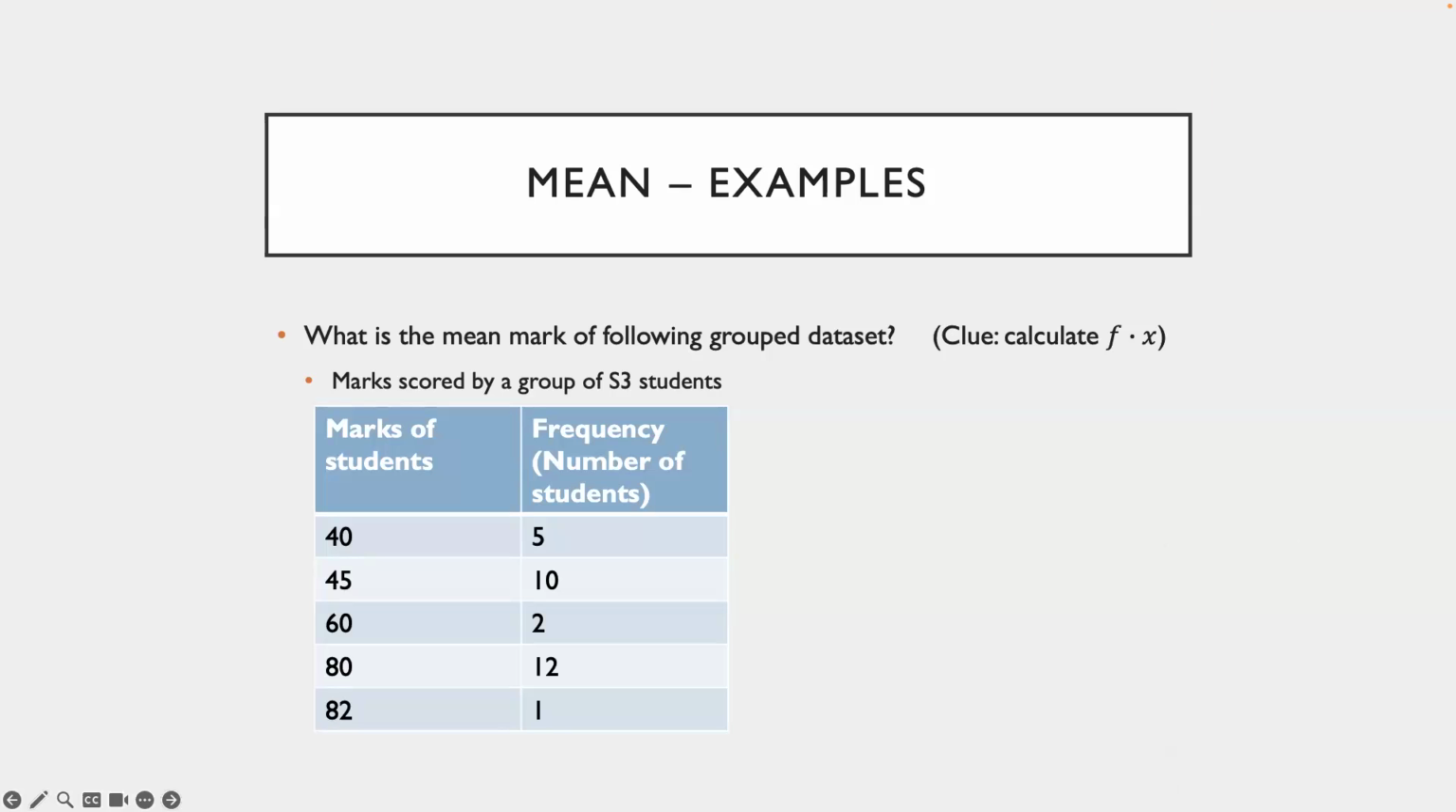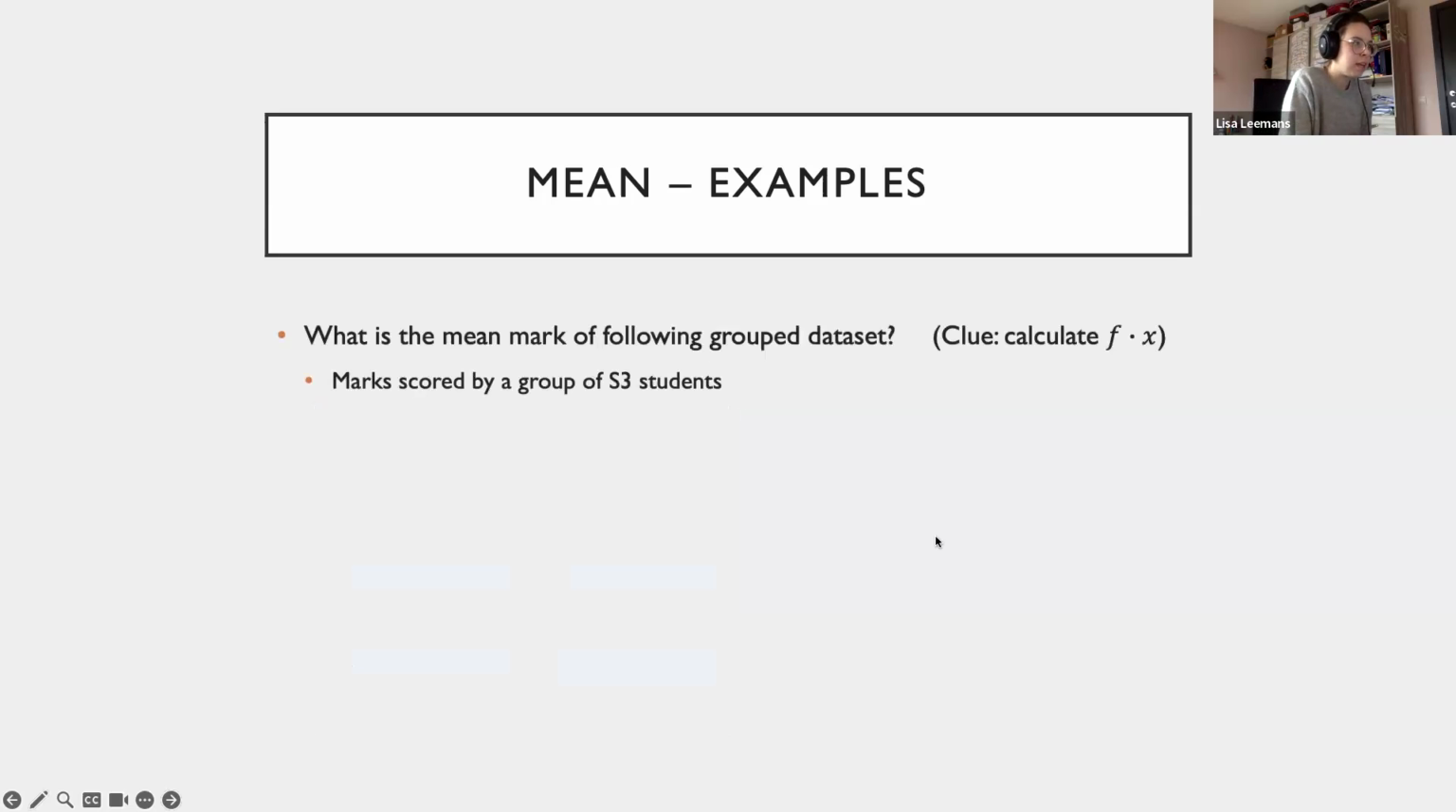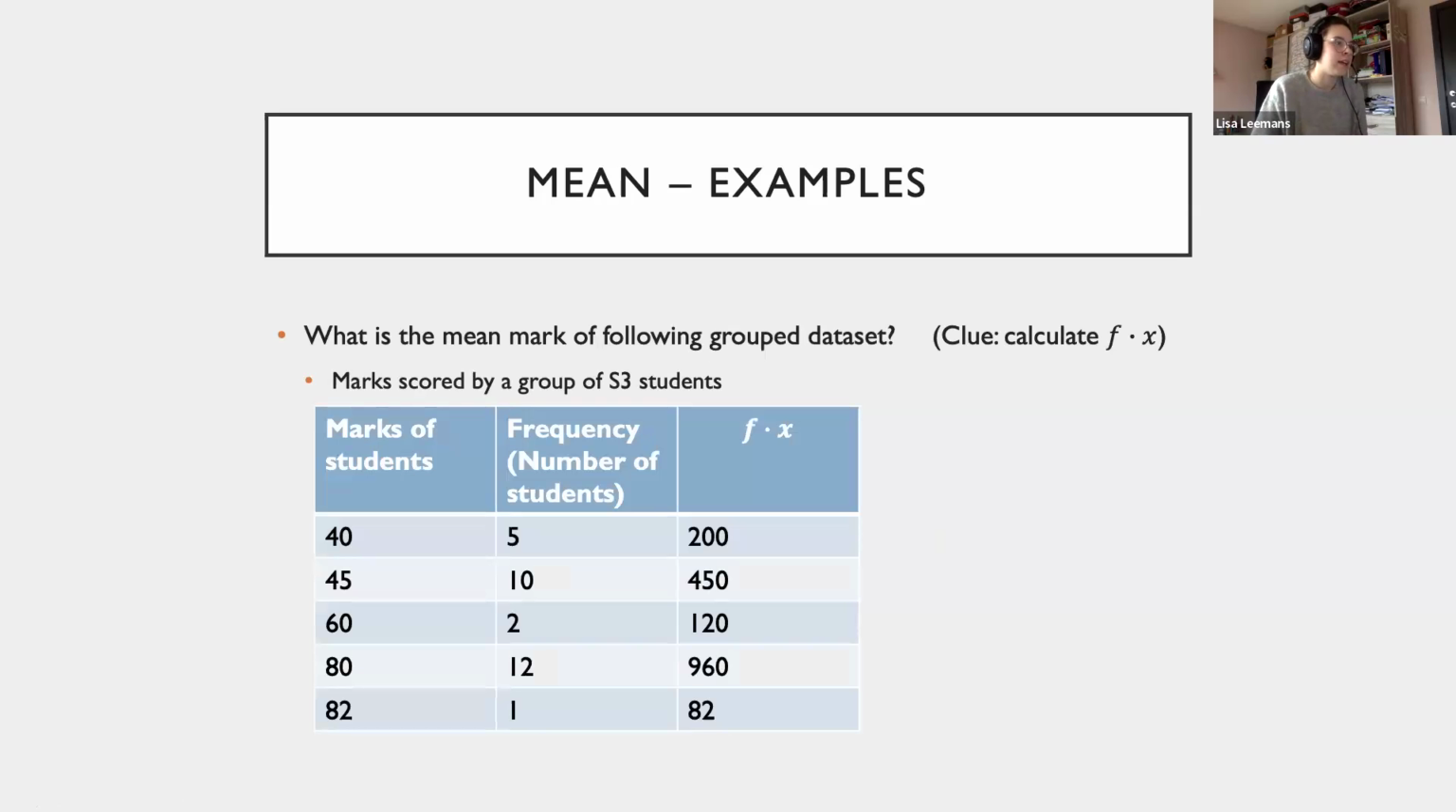I will show you guys the solution, or how we came to the 60.4, now. As you can see once again, we will multiply these two columns with each other. That gives us the f multiplied by x column. So then we have all these values.